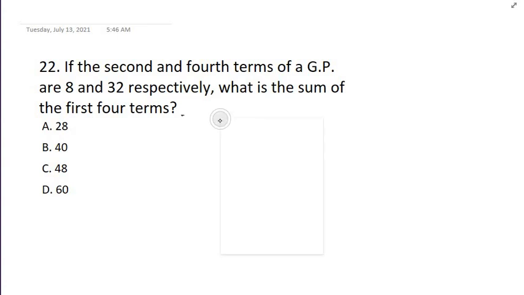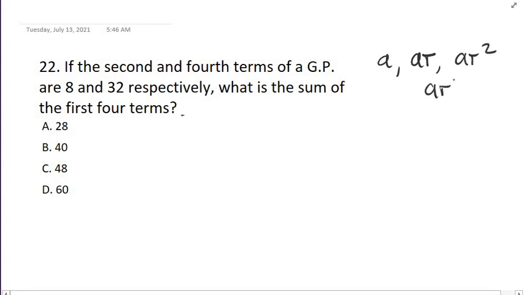Let's start. First term is a, second term is ar, third term is ar squared, fourth term is ar cubed. It comes in that form for a GP. So second term ar equals 8. Then fourth term, 1, 2, 3, 4, comes this way: ar cubed equals 32.